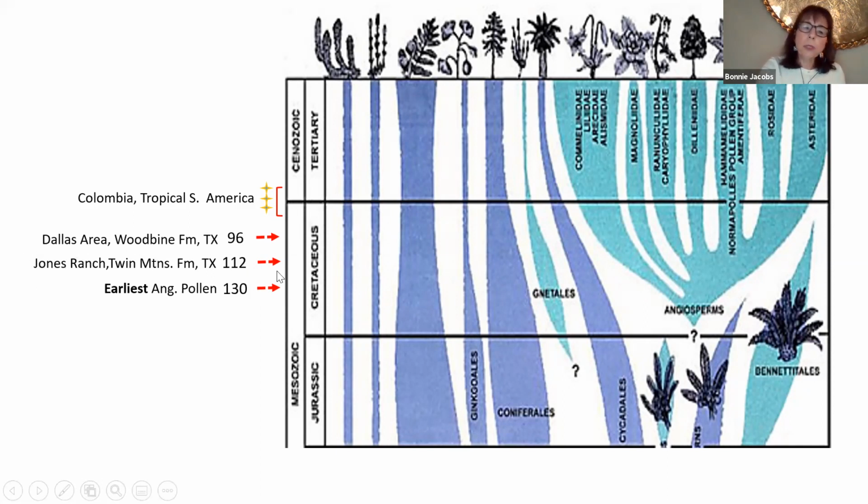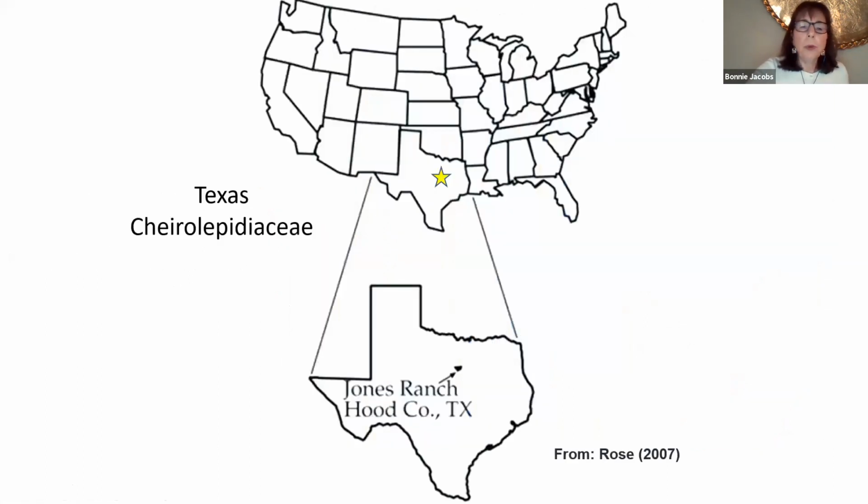So what's going on at this early time? That's right in the middle of the Cretaceous. We know that flowering plants were on Earth, right? Because we have the earliest record 130 million years. But what was it like? Was it dominated by flowering plants? As we talked about earlier, what would you see when you walked out the door?